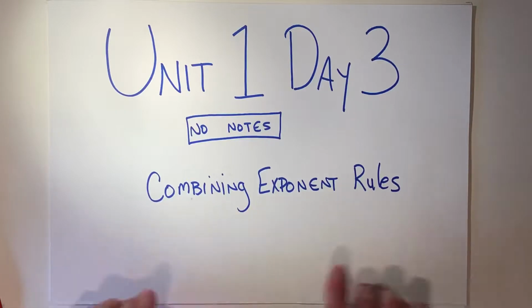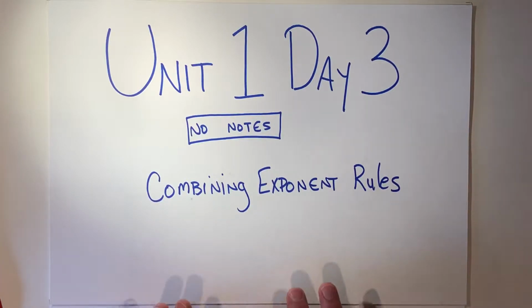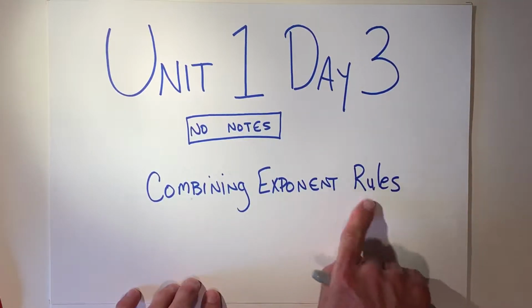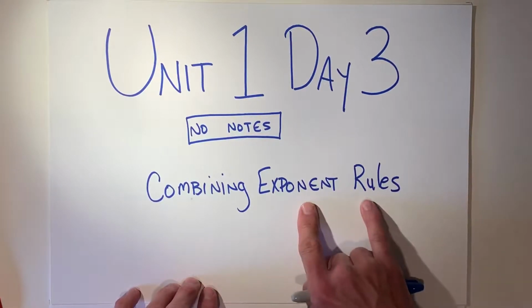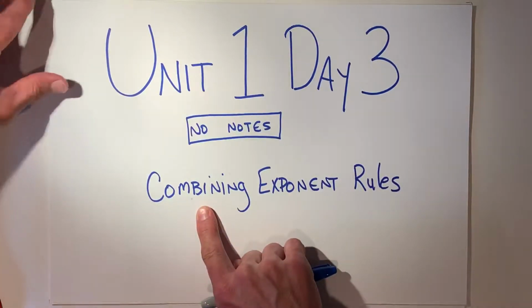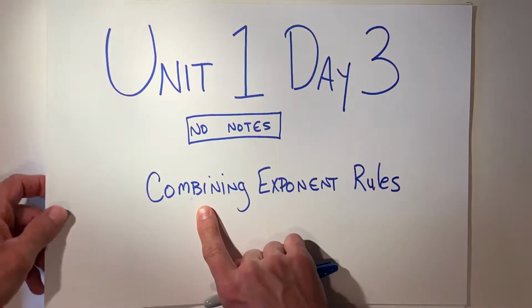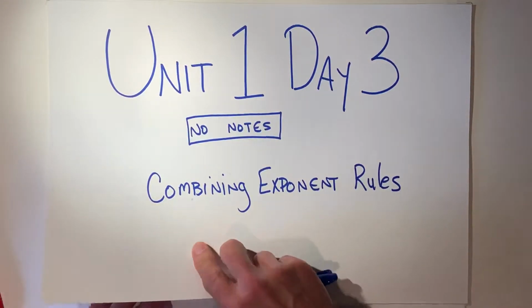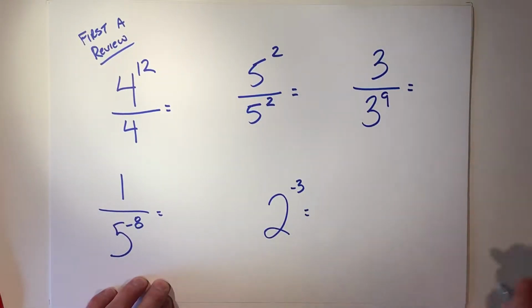Today, there are no new pieces of information. Instead of giving you new information, we're going to take the exponent rules that you should already be familiar with and combine them together, and essentially test your order of operation skills. So let's get right into it. Before we get into combining, let's make sure that those basics are dialed.